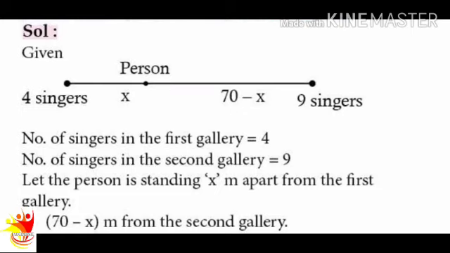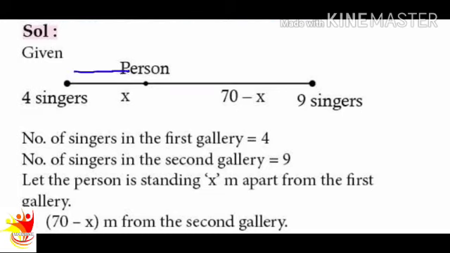The first dot is the first gallery, the last dot is the second gallery. We have 4 singers in the first gallery, 9 singers in the last gallery. The distance between the 2 galleries is 70 meter. A person is standing between the 2 galleries.